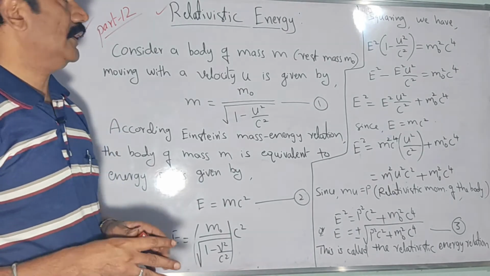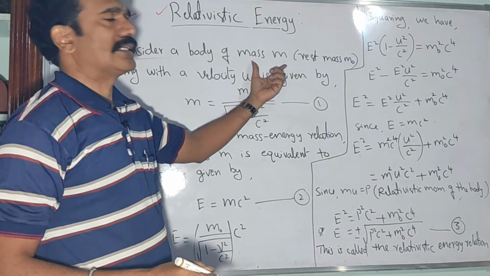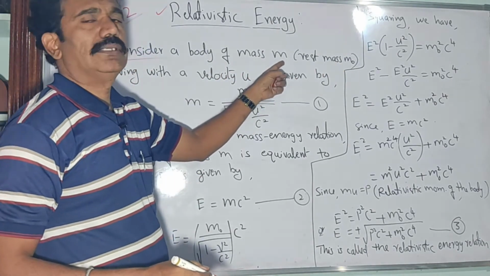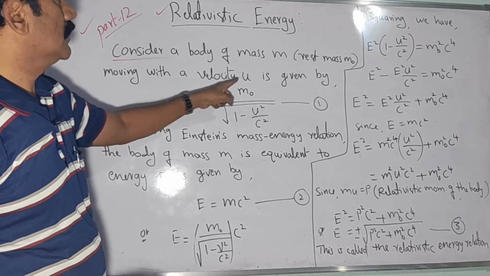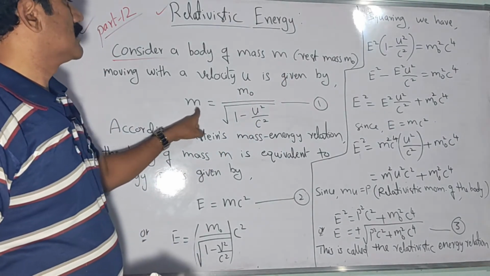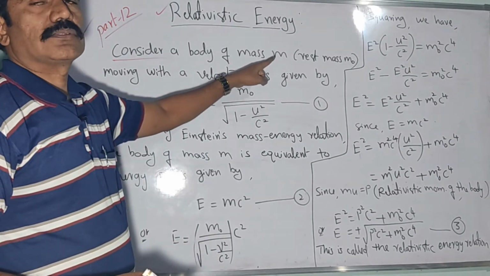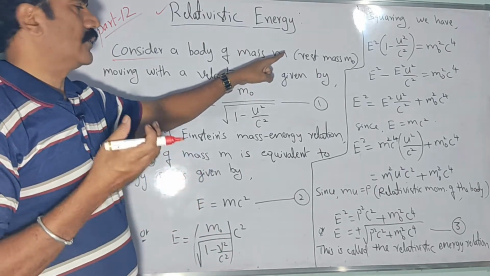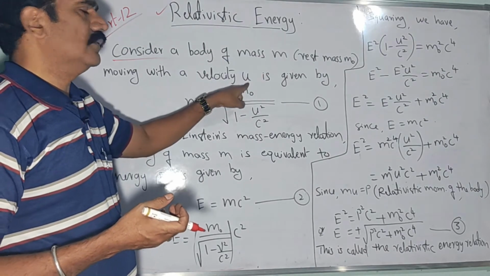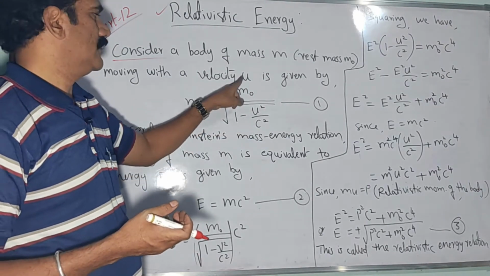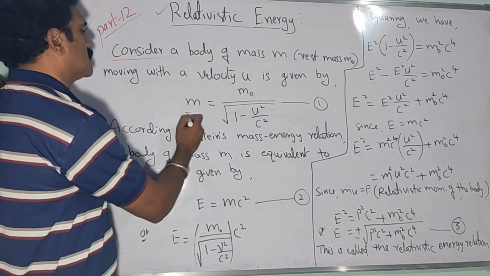I am considering, as we discussed already, a body of mass m whose rest mass is m naught. When it is moving with some velocity, its relativistic mass is given by m, isn't it? The body is assumed to be moving with the velocity u. So m is equal to m naught by square root of 1 minus u square by c square. Wherever I am considering a mass moving with some velocity, you have to consider whether the velocity is u or v. In this case the body is moving with the velocity u, and hence I am writing it as u here. If it is v, then you would write it as v square by c square. That is the relativistic mass equation.